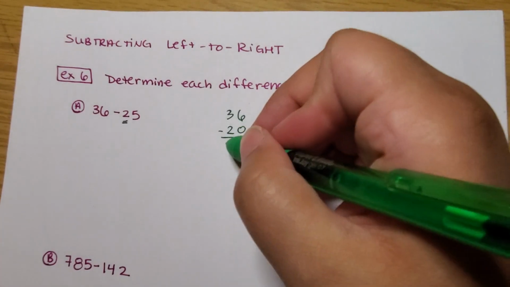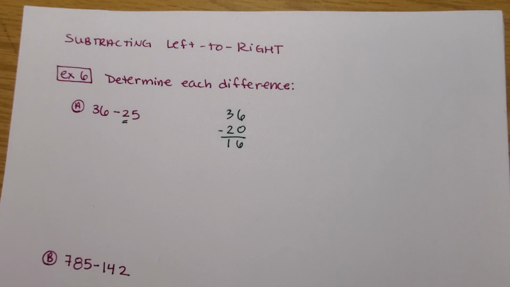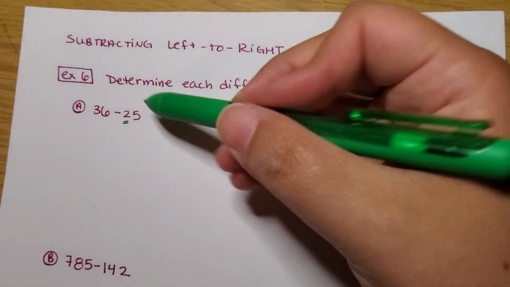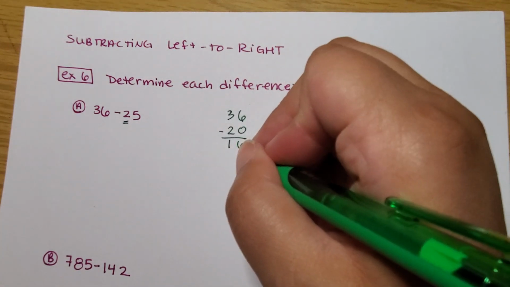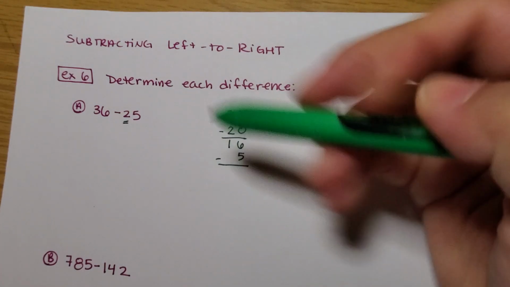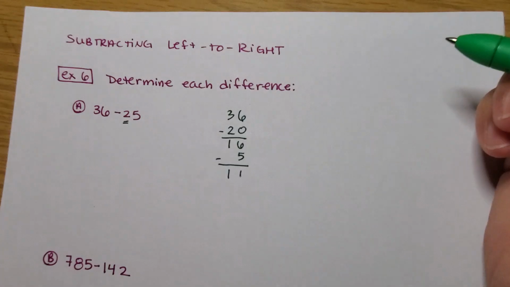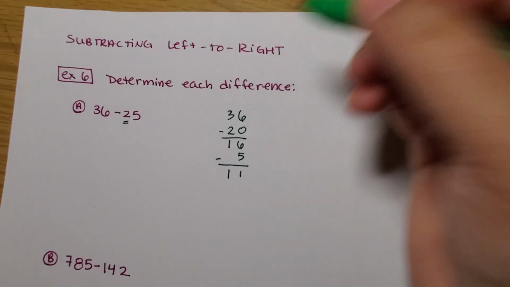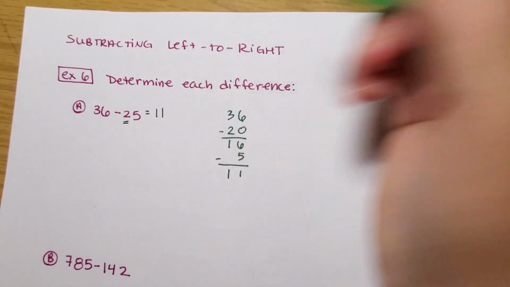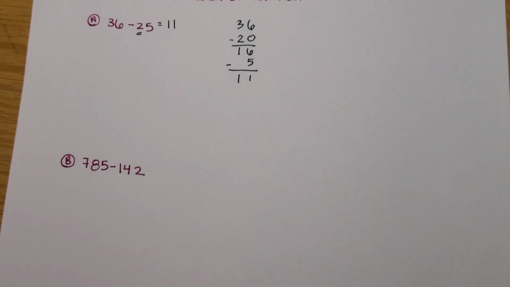3 minus 2 is 1, and 6 minus 0 is 6. Next, we're going to take away the 5. 1 minus nothing is 1, and 6 minus 5 is 1. So 36 minus 25 is going to give us 11. Sweet, let's try another one.